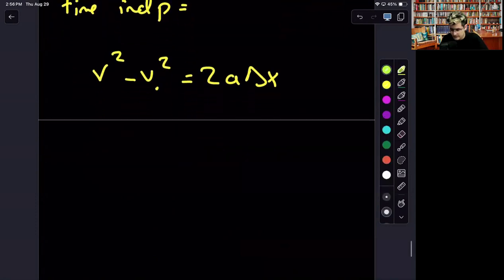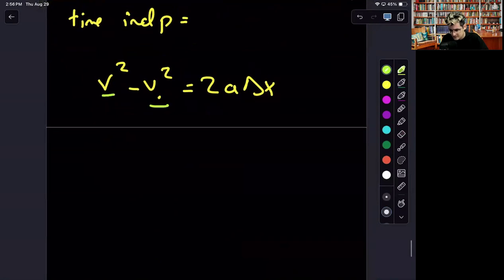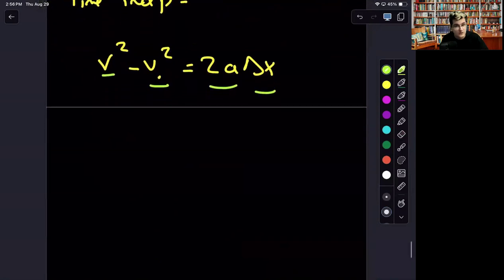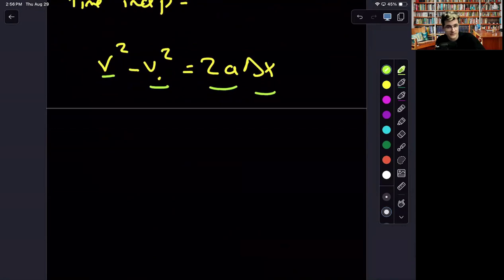Memorize. It's not that bad, okay? So v squared minus v naught squared is equal to 2a delta x is your time independent. Why is it called time independent? Because there's no time in it. So when do we use this formula? We use it when the problem is not asking for time, you don't care about time, the time is not given, stuff like that. It's called time independent.